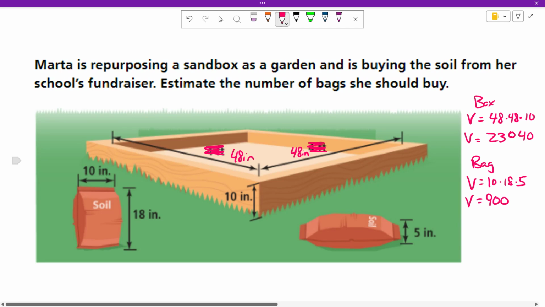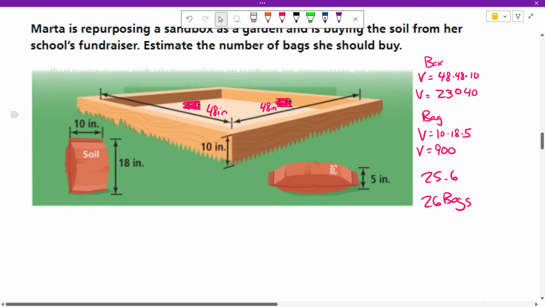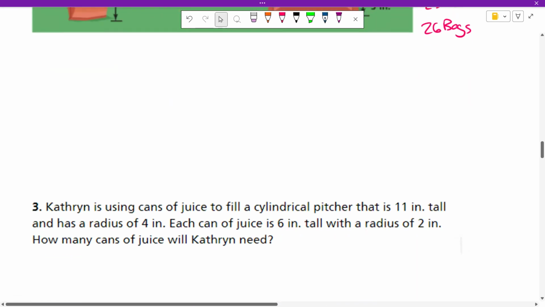How many 900s will there be in here? So do you take this divided by this? What do you get? 25 point... If it's 25.6, how many bags should she buy? 26 bags. She should buy 26 bags of soil to fit in her new garden box.